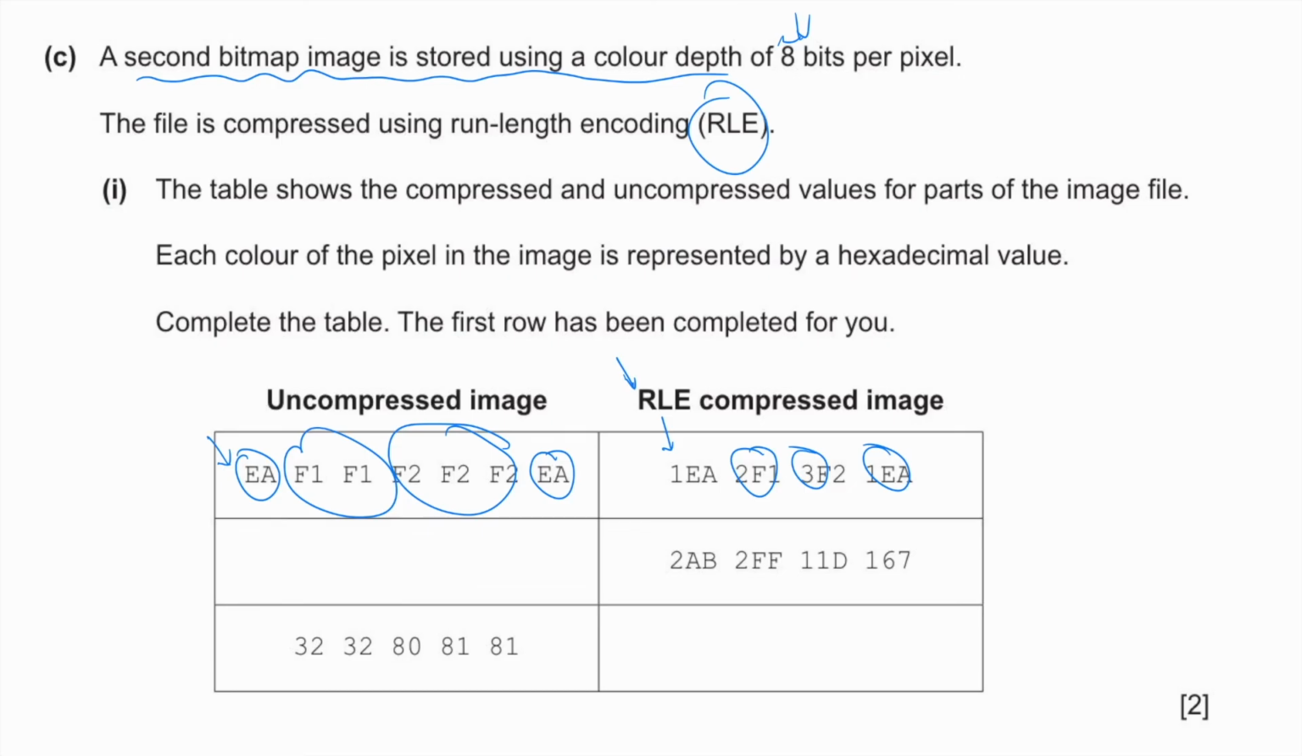If you want to go the other direction, right here we have the RLE compressed image. If you want to take this, we would just have AB twice, so AB, AB. We'd have FF twice, so FF, FF. And then we would have 1D once, so 1D. And then we'd have 6, 7 once. So just 6, 7.